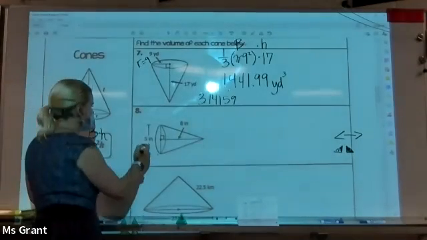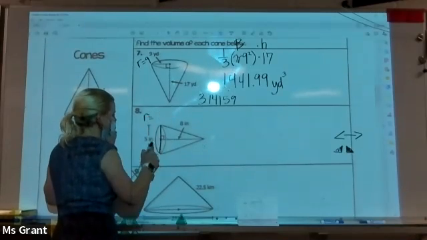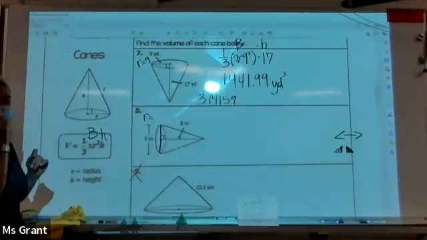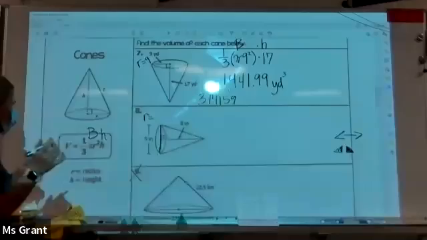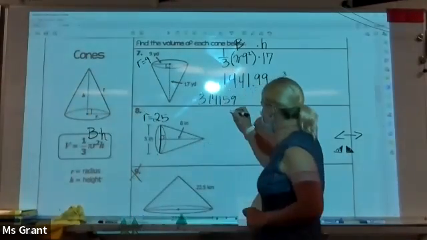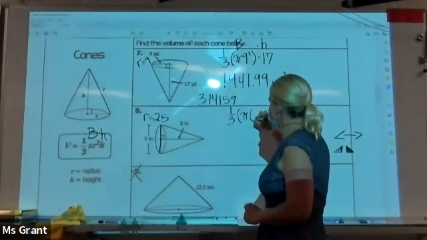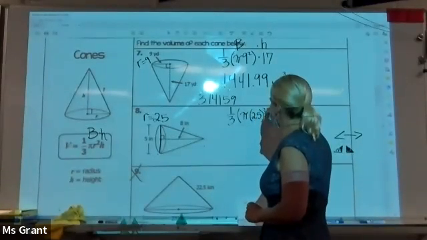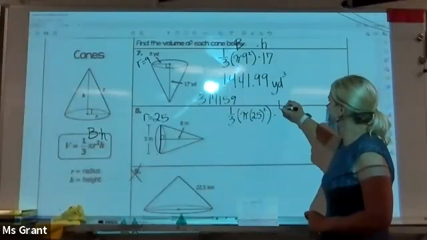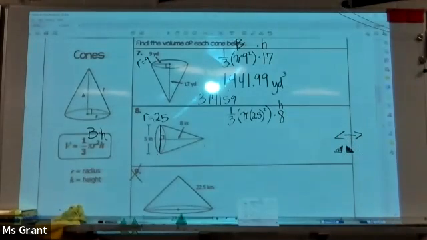My diameter is 5, but that's not my radius. So what's my radius? Close. 2.5. Yep. All right. 1/3 pi, 2.5 squared, times the height. Pi r squared times height.